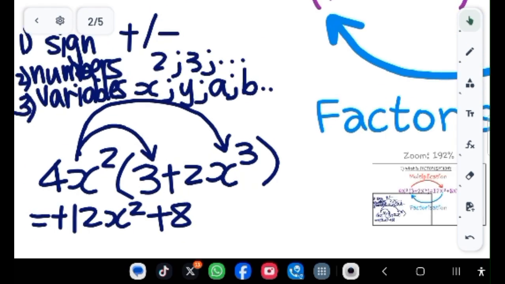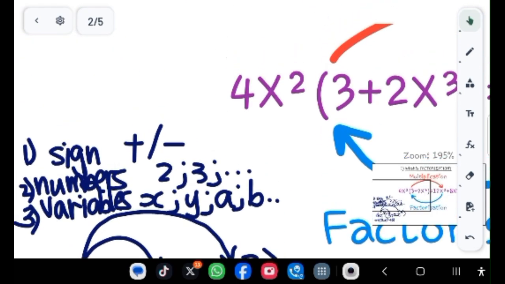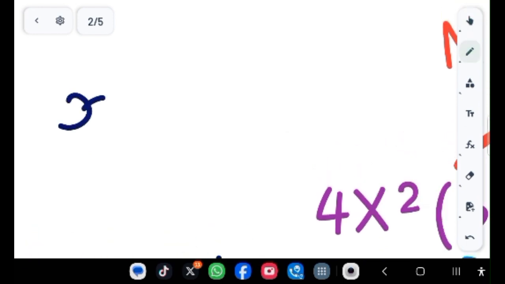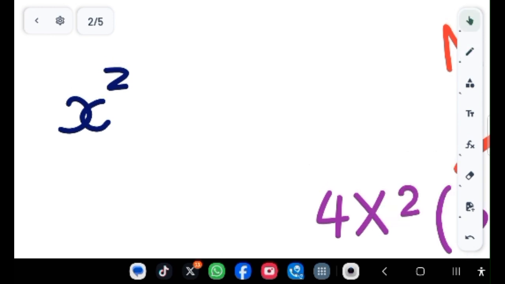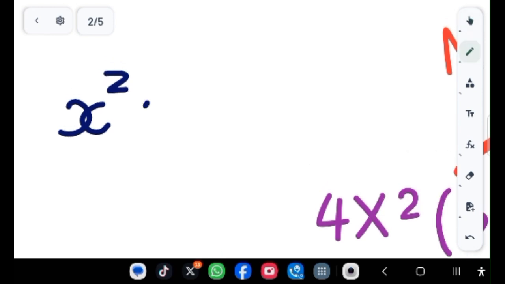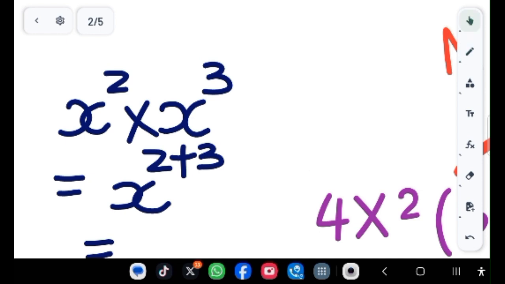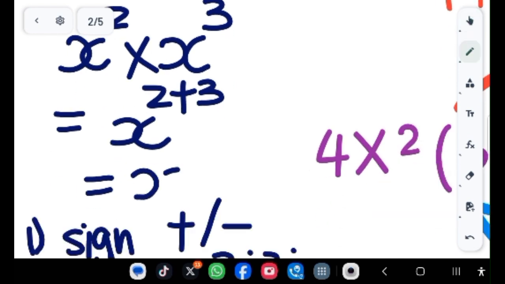Now, using the rules of multiplying exponents, if you multiply x squared by x to the power of 3, that will leave you with x to the power of, now what you do is you add the exponents, and that gives you an answer of x to the power of 5, because you add the exponents.